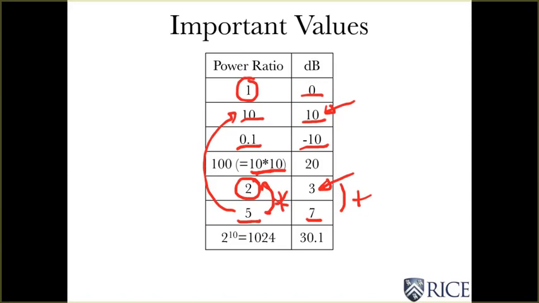And then finally, I want to mention a very interesting and important one. 2 to the 10th power is just about 1,000. The log base 10 of 1,000 is 3, which makes its decibel value very close to 30 dB. It turns out to be more exactly 30.1 dB. But you can roughly say that if you have a power ratio of 2 to the 10th, that's about 30 dB. That's going to be very, very important to remember as we go on.